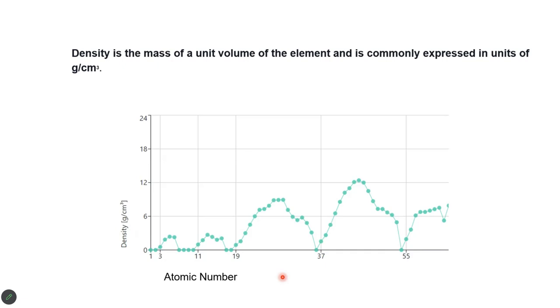So we are plotting density against atomic number, and you can see it varies periodically. This is what we call the periodic variation of properties of elements, specifically physical properties of elements. I showed it in a few slides.